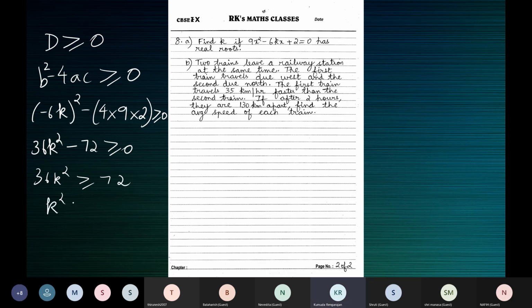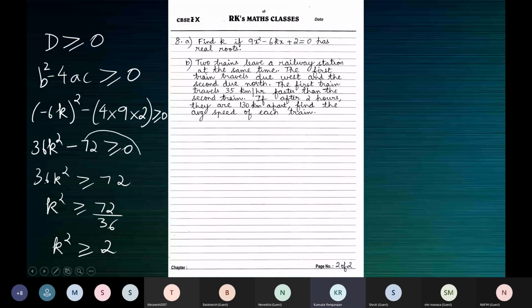k squared is greater than or equal to 72 by 36. k squared is greater than or equal to 2. Transpose, so you get plus 72. Then 36 comes for division. So k squared is greater than or equal to 2. We need to find the value of k, not k squared.